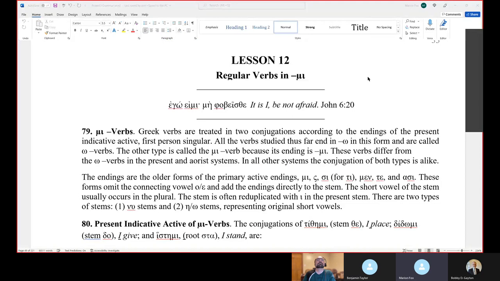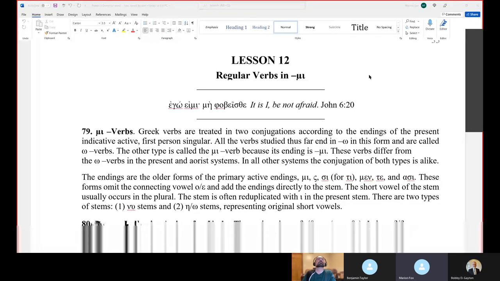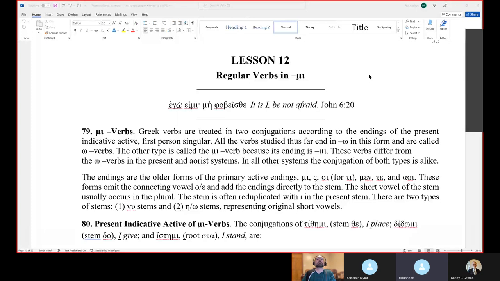All right. We're looking at a different kind of verb now. There are two basic kinds of verbs in Greek. There are the omega verbs, which we've studied up to this point, and this introduces the mi verbs. That is the mu iota ending that I've highlighted here at the top of the screen. And these verbs are older verbs.